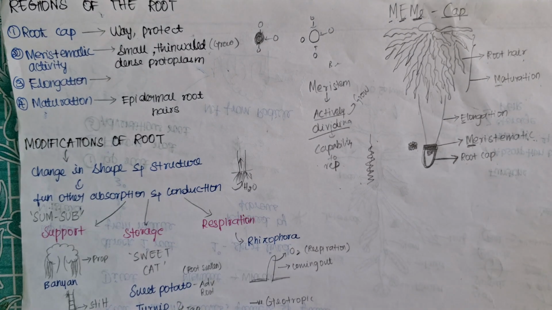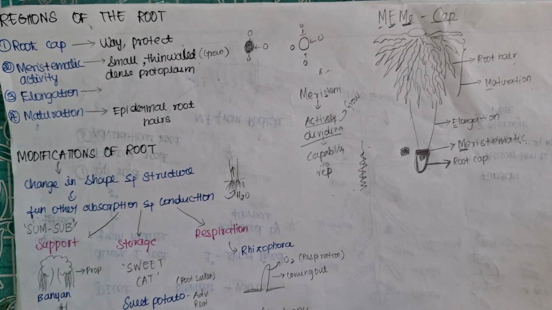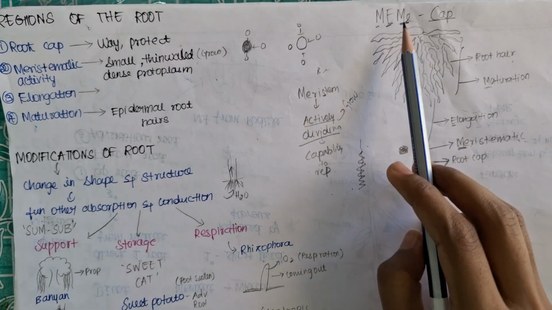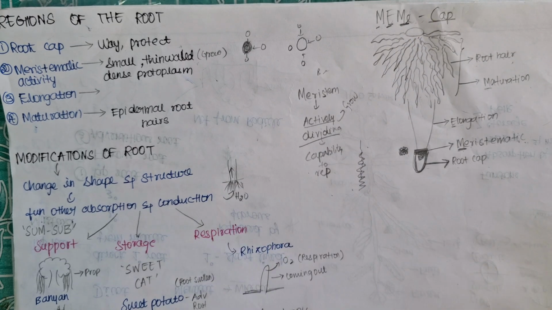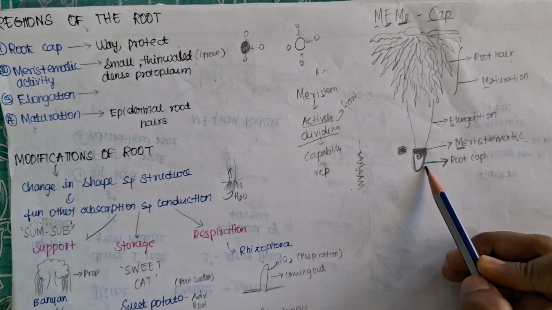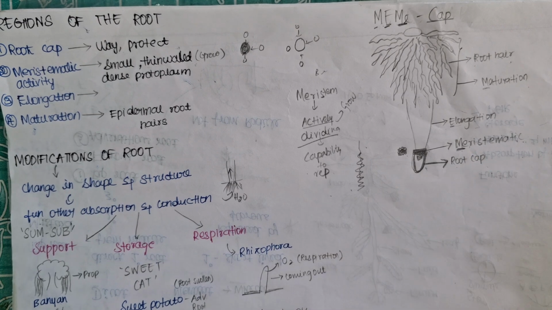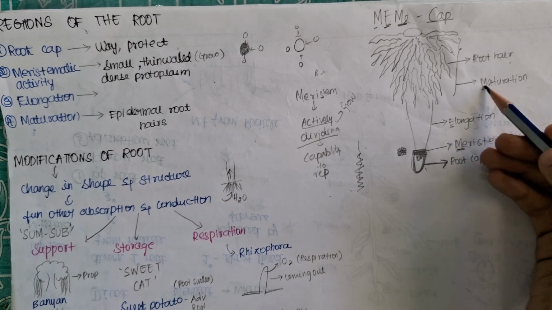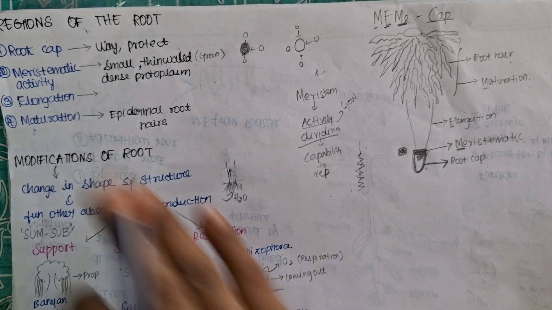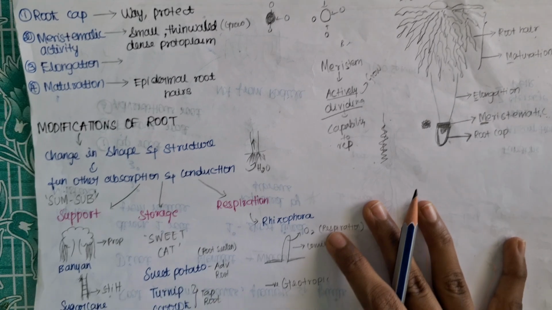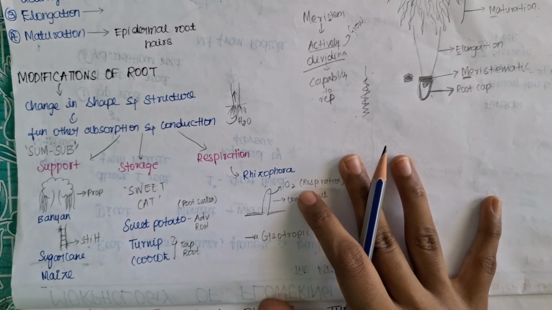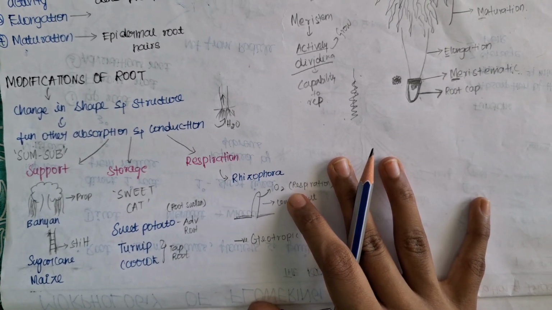So what are the regions of the root now? Quickly let's recall. It is the root cap, meristematic activity, elongation and maturation. The root cap will be protecting the root as well as giving it the way. Then meristematic activity: it is small, thin walled, with dense protoplasm, and it is able to divide actively. Then elongation, then maturation, which contains the root hair. So now we are clear with the regions of the root as well. If any doubt, please let me know in the comments. I will give you the PDF as well.